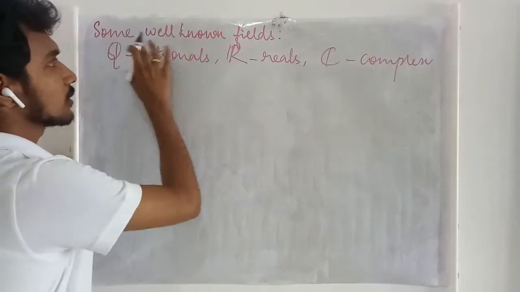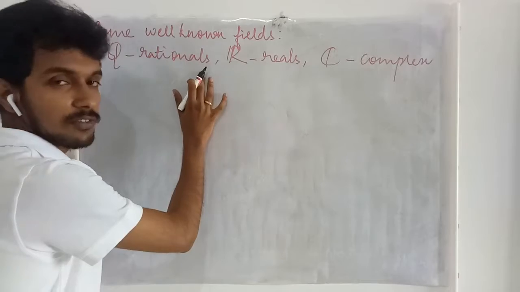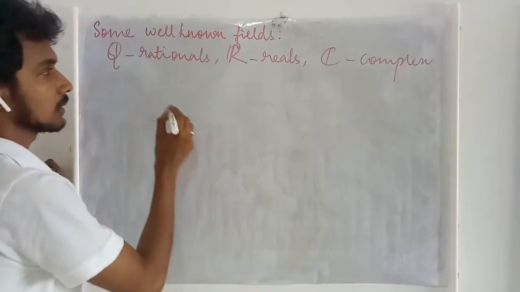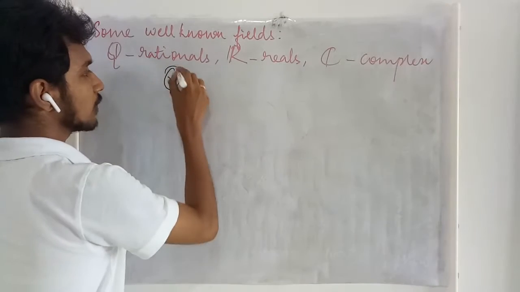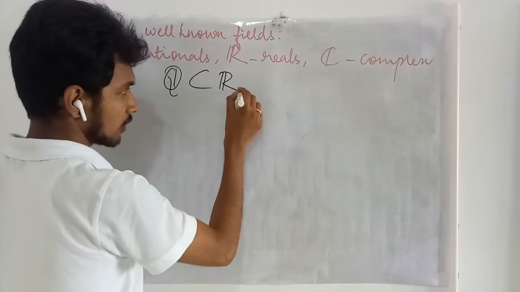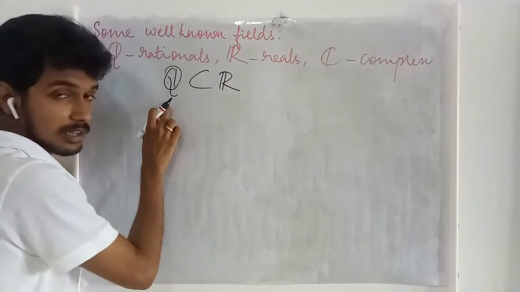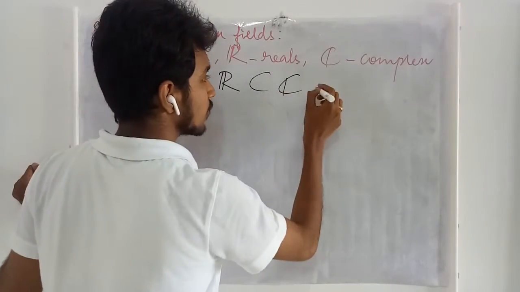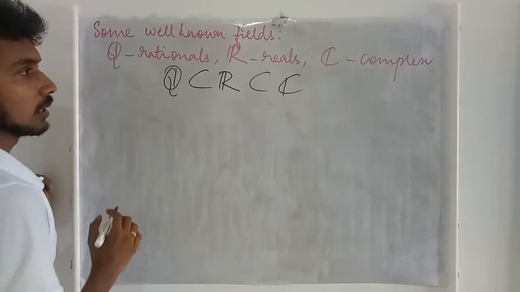Here, we will start with some well-known fields, that is, the set of all rational numbers, the set of all real numbers and the set of all complex numbers. Here, we know that the set of all rational numbers is a subset of the set of all real numbers, which is a subset of the set of all complex numbers.